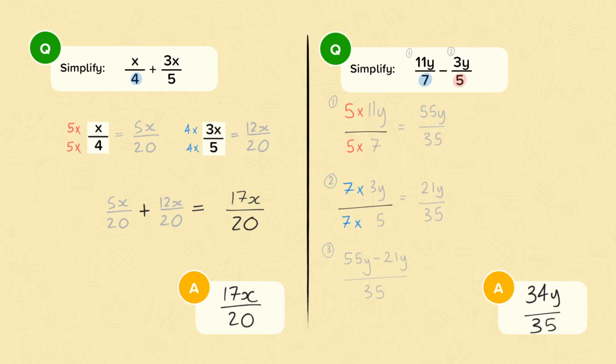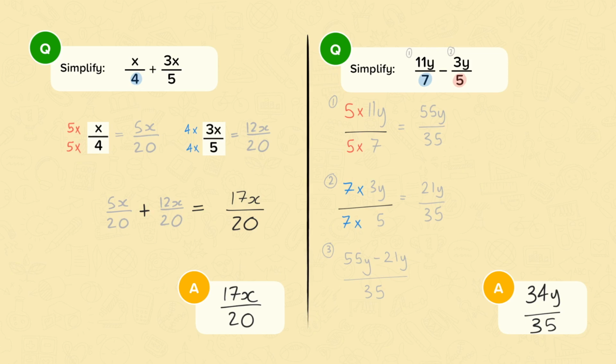Very well done if you got a final answer of 34y over 35. Step 1. I wanted to change this fraction, so I multiplied top and bottom by the denominator over here, 5. 5 times 11y, 55y. 5 times 7, 35. Step 2. I changed this fraction, multiplying it by 7, the denominator here. 7 times 3y is 21y, and we know it's going to be out of the same thing.